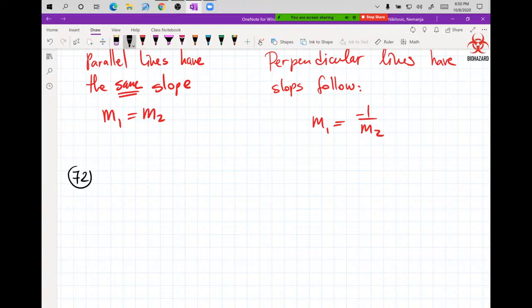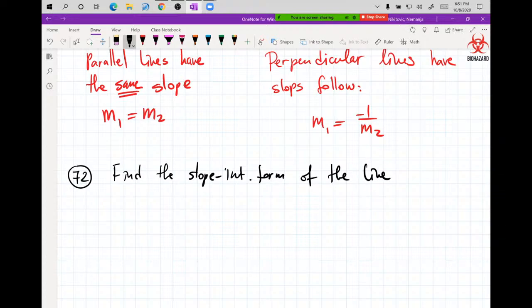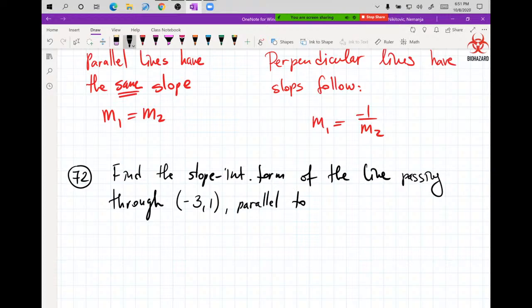So problem 72 says, find the slope-intercept form of the line passing through the point (-3, 1), parallel to negative x minus 3y equals 9. There we go. So this is the information given.